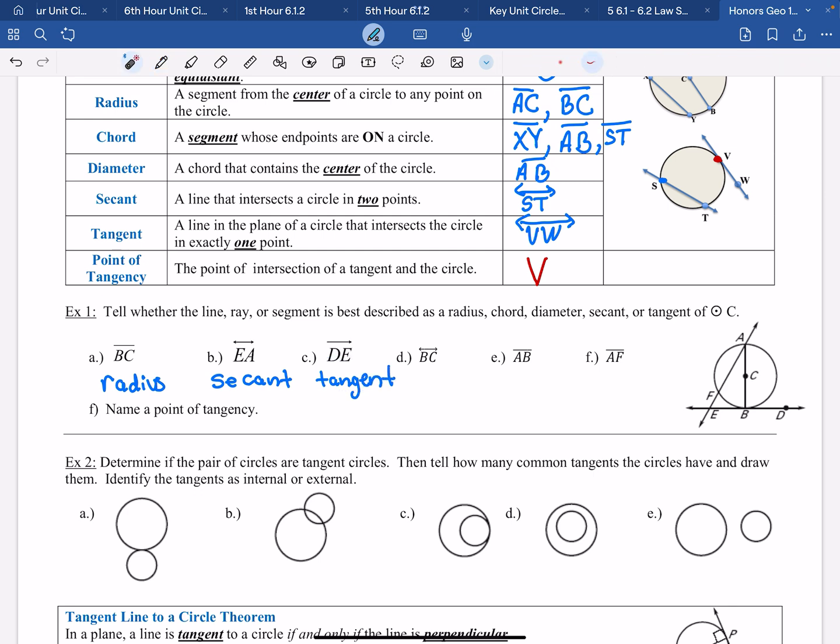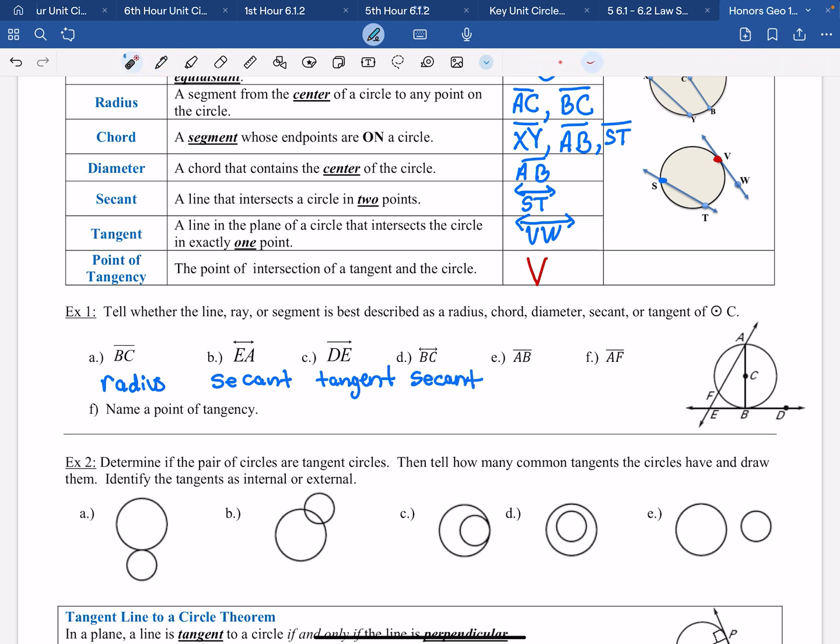The next one is a line BC. If you find B and you find C, now remember those arrowheads mean that it's actually going to go through. You don't want to call this a radii because it actually will continue through forever and ever and ever in both directions. And when it crosses in two places and it goes through the interior, we call that a secant.